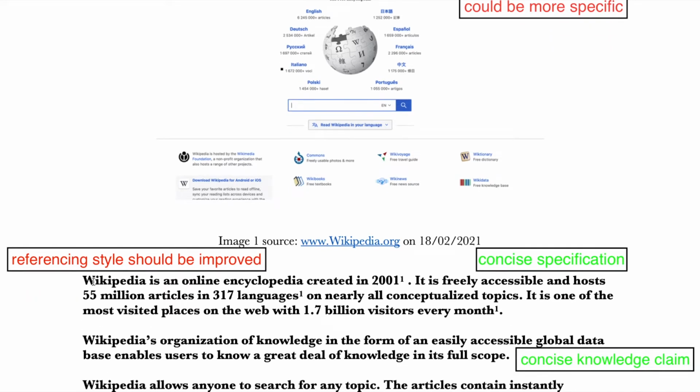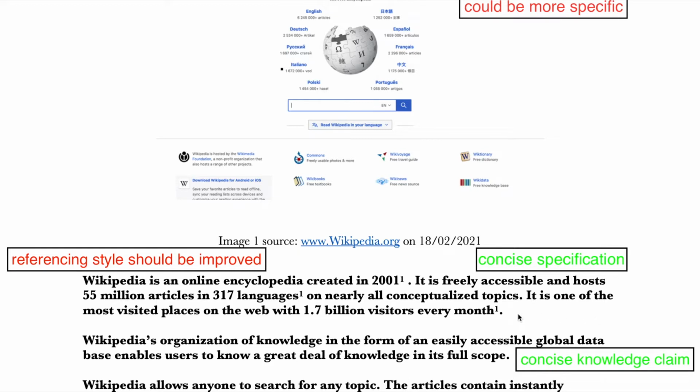In the first paragraph, I write Wikipedia is an online encyclopedia created in 2001. It is freely accessible and hosts 55 million articles in 317 languages on nearly all conceptualized topics. It is one of the most visited places on the web, with 1.7 billion visitors each month. Now, this is a very concise specification of the object. I've separated this into a paragraph to make it clear for me and for the examiner that I'm fulfilling the criterion of specifying this object.